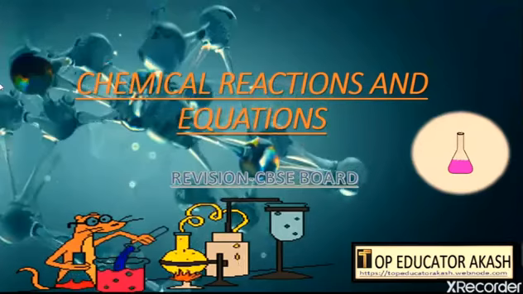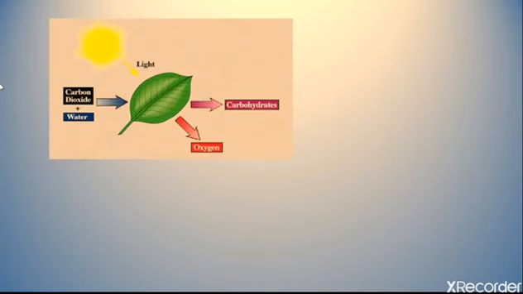So let's start. In your daily life, you might be familiar with many chemical reactions going on. One that is most familiar is photosynthesis. What happens in photosynthesis is that the stomata of leaves trap sunlight and absorb carbon dioxide from the atmosphere, and the roots of plants absorb water. From this it prepares carbohydrates, that is food, and it releases oxygen. Here we can see that carbon dioxide and water are changed into carbohydrates and oxygen.